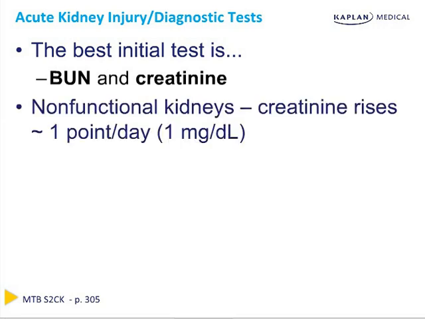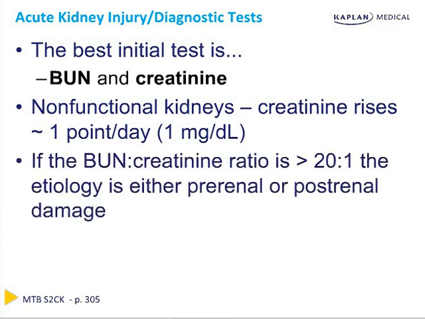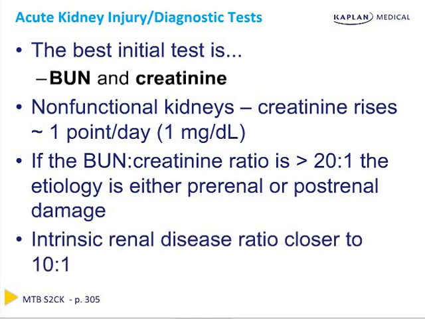In non-functional kidneys, from the point of injury, the creatinine will rise 1 point per day, or 1 milligram per deciliter per day. Not only the absolute values of BUN and creatinine, but the BUN to creatinine ratio can also be helpful. If the BUN to creatinine ratio is greater than 20:1, you're more likely to think about either pre-renal or post-renal causes as the reason for the AKI. In the setting of intrinsic renal disease, that BUN to creatinine ratio is closer to 10:1.